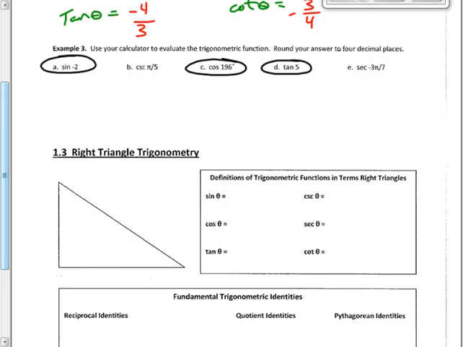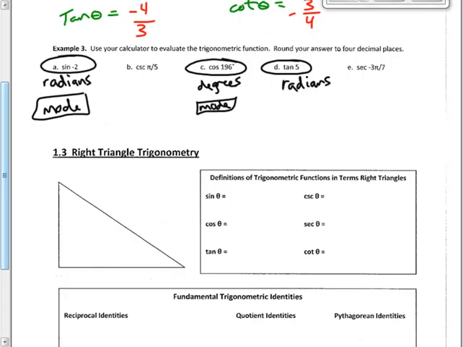What you have to be careful of is deciding if you need to be in radians or in degrees. Okay, and so this is in radians, and so you have to go to mode and make sure that it's in radians. This is in degrees, and so you have to go to mode and make sure it's in degrees. This is in radians, go to mode, make sure it's back in radians again. Okay, and you have to be in the correct one in order to get the right answer. Okay, I'll put the right answers up here in a second.